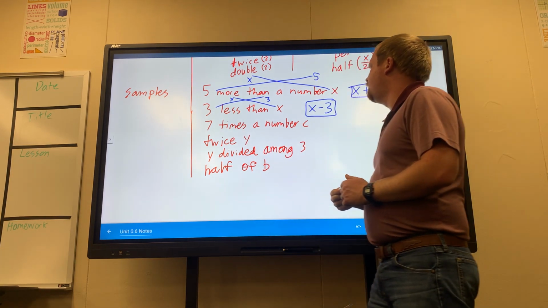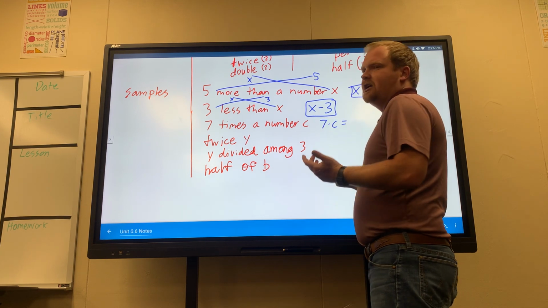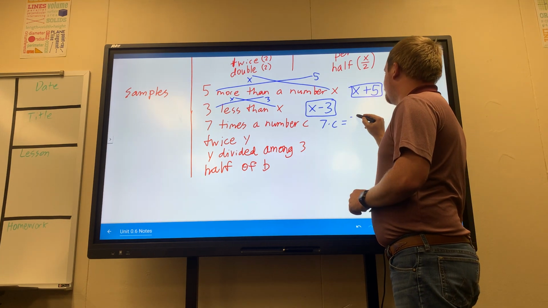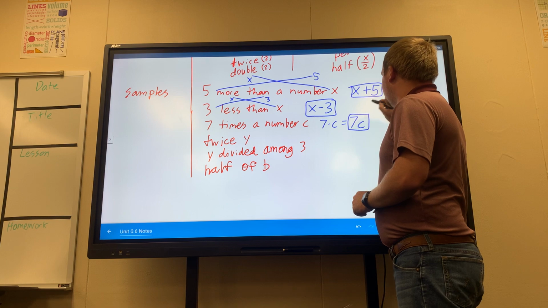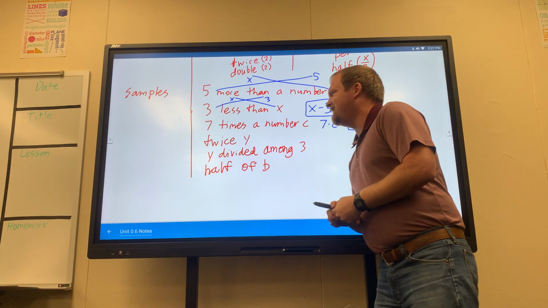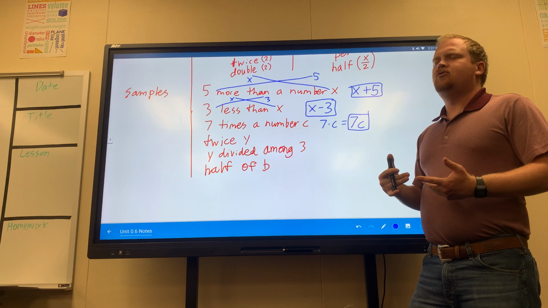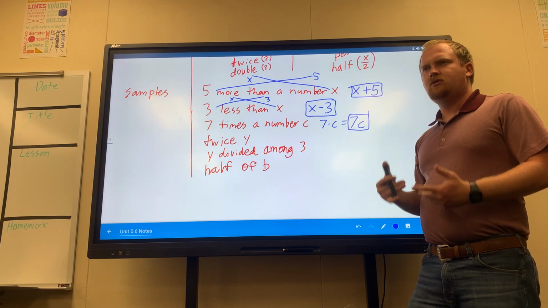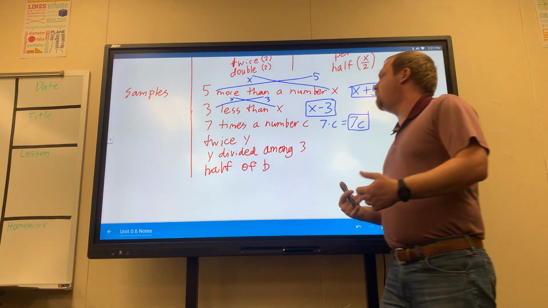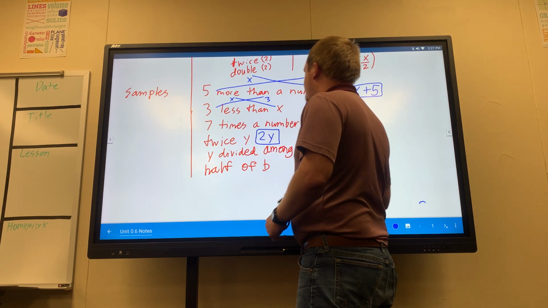7 times a number c. So we know 7 times c is what it's saying. And really, I don't have to put the dot in between. I can say 7c and be done with it. That's it. Twice y. So again, twice basically means 2 times, because if I have twice the amount, I basically double what I have. So 2y is going to be my answer.